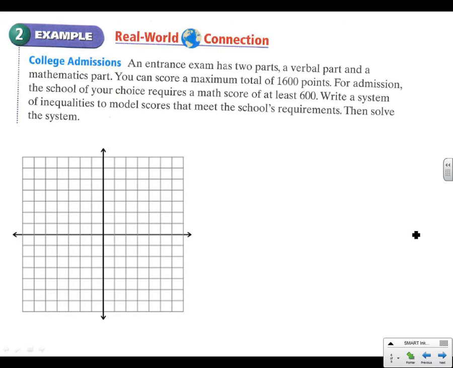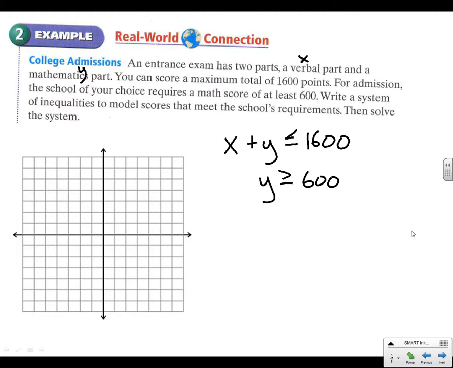So we can get 1,600 total. So your score has a verbal part, we'll call that X, and a math part, we'll call the math part Y. So X plus Y has got to be less than or equal to 1,600. Right? Your two scores have got to be 1,600 or below, because there's no way to score more than a perfect. All right, the school of your choice requires a math score of at least 600. So the math part, Y, has got to be at least, so bigger than or equal to 600.